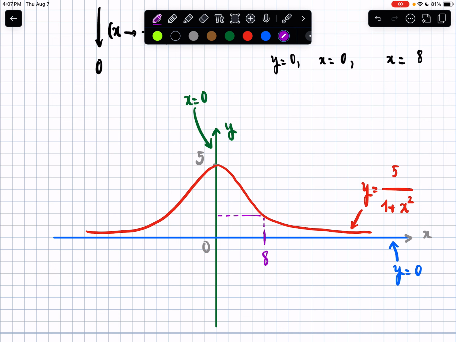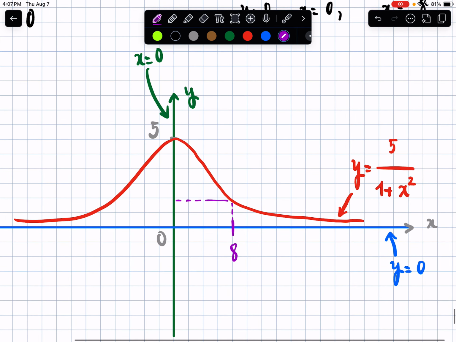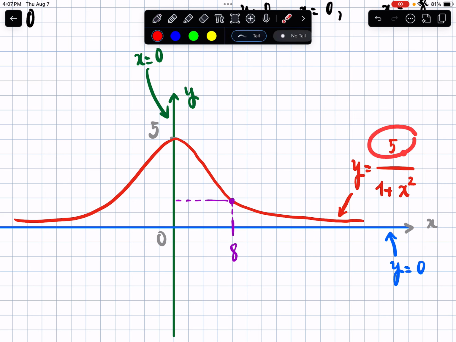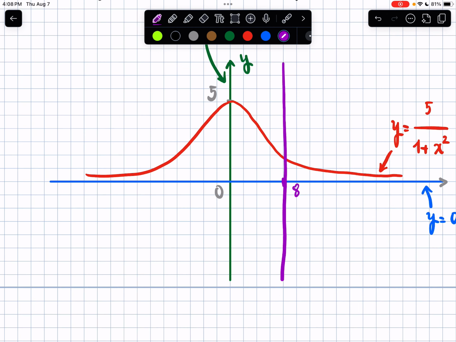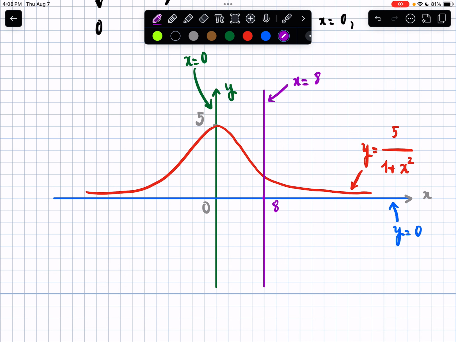So this point is x equals 8, y equals 5 divided by 1 plus x squared. And we have the vertical line x equals 8. The region bounded by the four curves we just drew is this region.